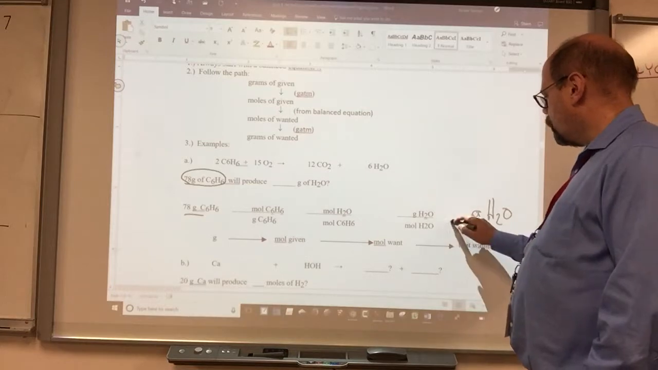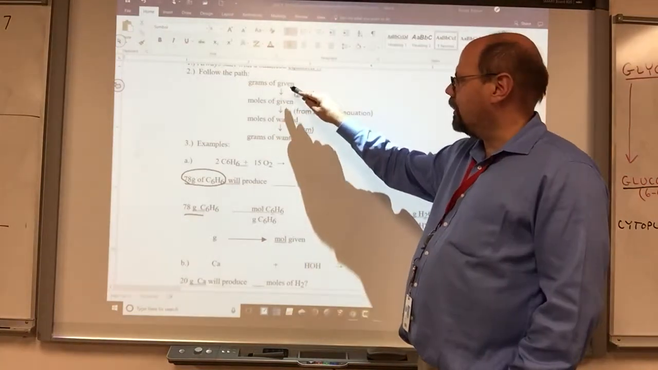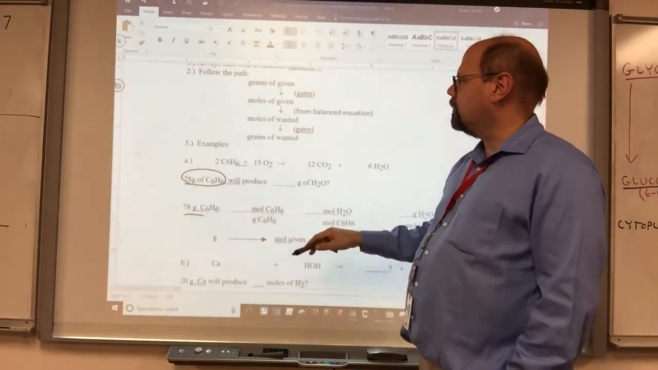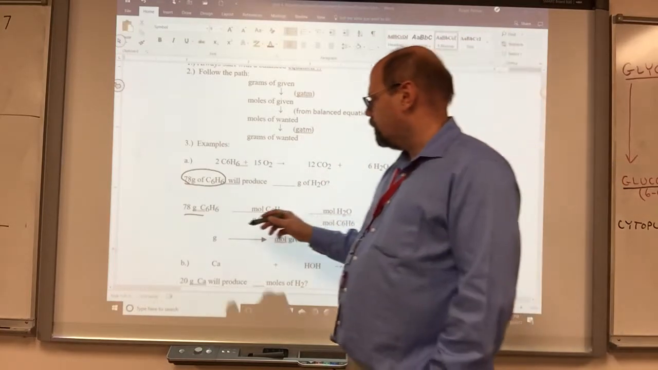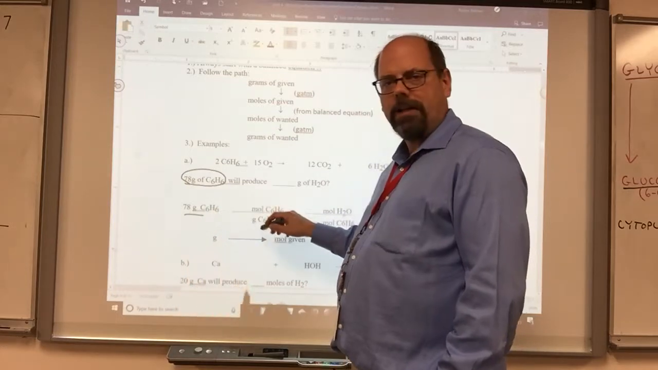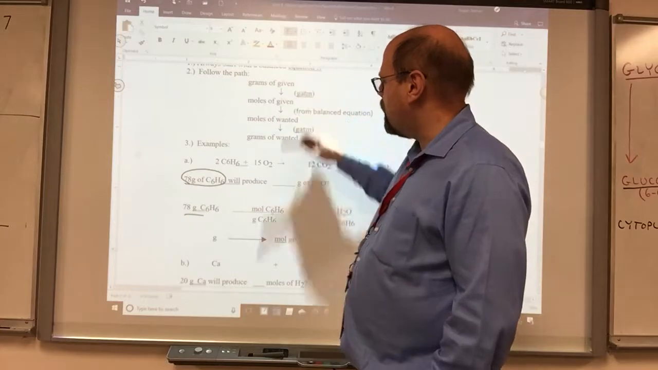Okay. Now, in order to get there, I'm going to make a step along each path, and step along each step of this path. I'm going to change from grams of given to moles of given, and usually that's going to come from the gram atomic mass of the material. So if I'm starting off with grams of C6H6, I need a fraction that changes me to moles of C6H6. That's what this first step says.